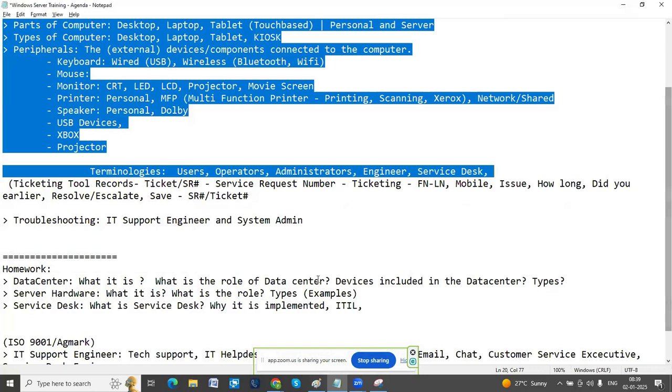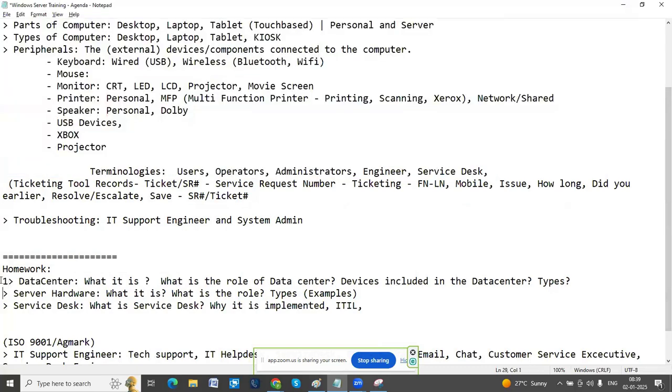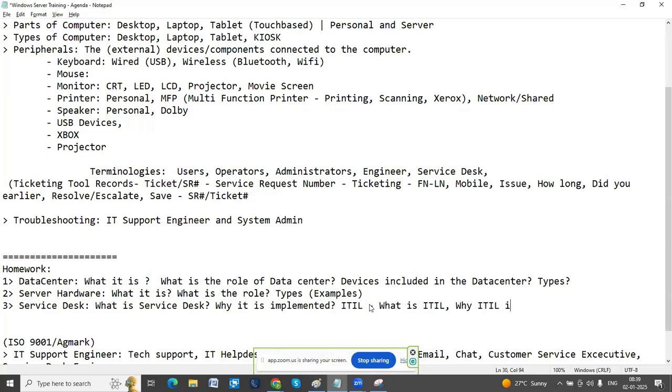Homework is only 1, 2, 3. What is this ITL? Why ITL? Understanding of ITL. What you learned from this ITL? Summary.